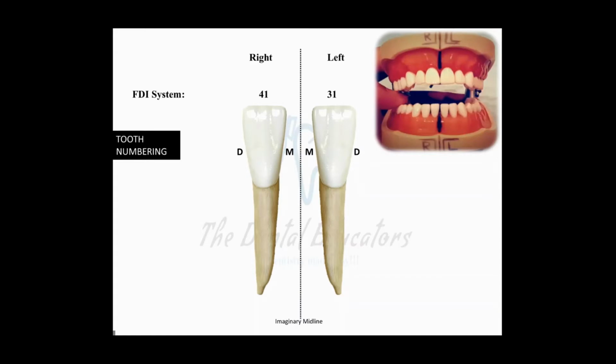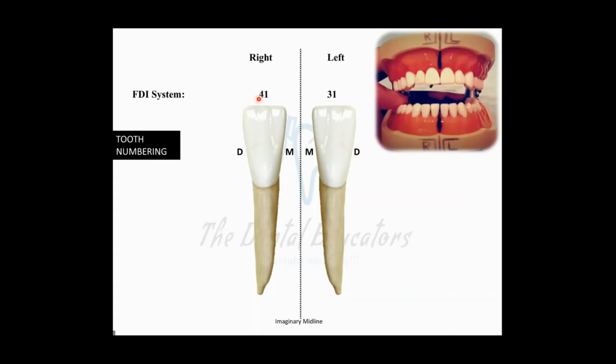So you can easily identify the upper right quadrant is known as quadrant number 1, upper left as quadrant number 2, lower left is referred to as quadrant number 3. So you can see that we mentioned it, the lower left is quadrant number 3, and as the central incisor is the first tooth from the midline, we will write it as 3 1. Now the lower right quadrant is mentioned as quadrant number 4, so we write it as quadrant number 4.